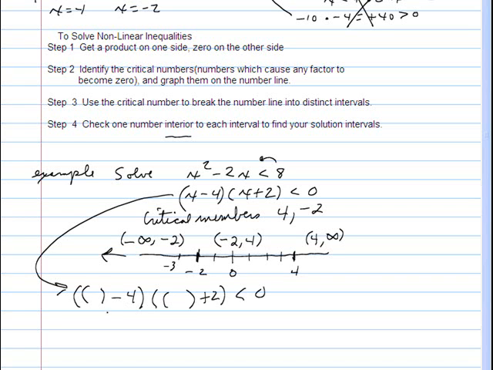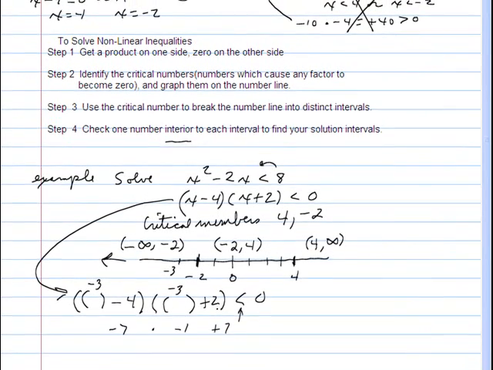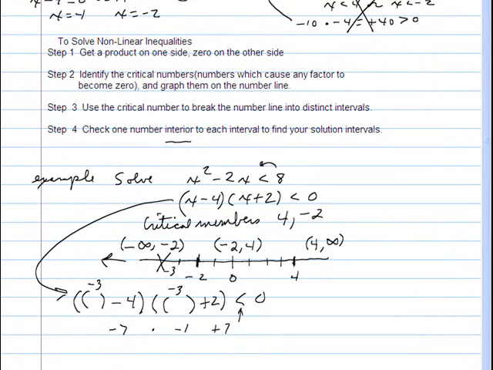Okay, I try in negative 3. If I put a negative 3 here, I get negative 7. If I put negative 3 here, I get negative 1. Negative 7 times negative 1 is positive 7. Positive 7 is not less than 0. So this value negative 3 did not make this a true sentence. Therefore, this is not a solution interval. Okay, let's try another one. I'll just erase this first attempt.